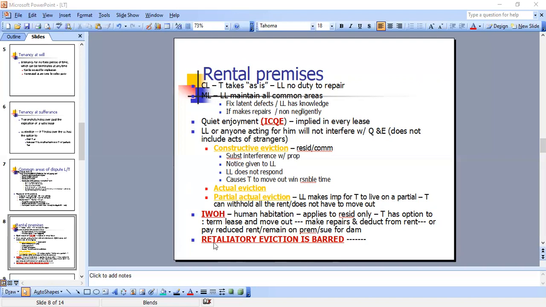And I get that a lot on MBEs, where the landlord does something to retaliate against this person because they said that their place is not fit for human habitation. That is barred. That is not allowed. Let's move on to the next one.